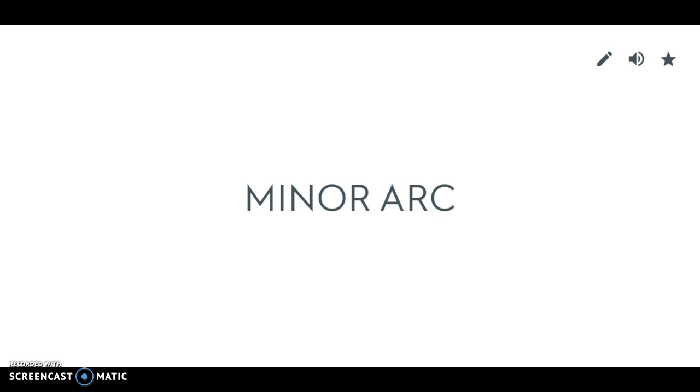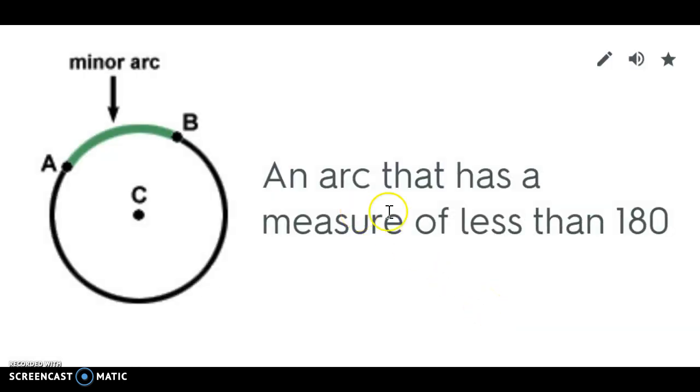Now the next thing we're going to talk about is if you go all the way around the circle, that's the circumference. But then if you go part of the circle, you have things called arcs, and that's the outside. And so the first thing we have is a minor arc. A minor arc is a measure that is less than 180. And so it's arc AB.